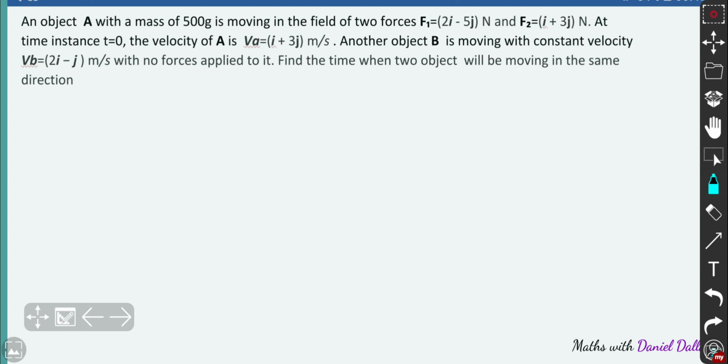Let's get started. So here is an object A with a mass of 500 grams, moving in the field of 2 forces, F1, 2i minus 5j, and F2. At time instance t0, the velocity of object A is VA, given as a vector, and another object B is moving with constant velocity VB, with no force applied to it. You need to find the time when the 2 objects will be moving in the same direction.